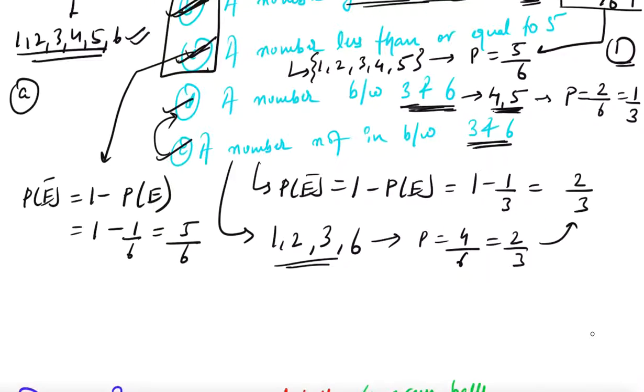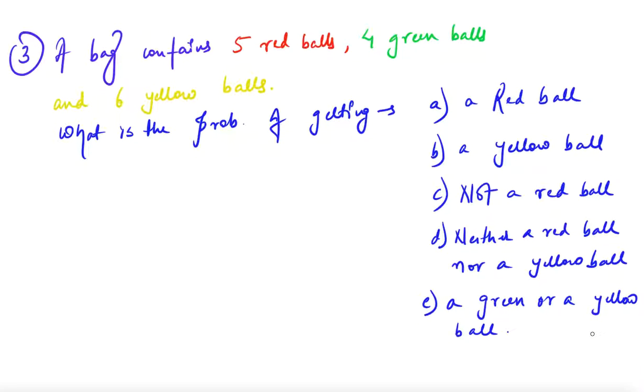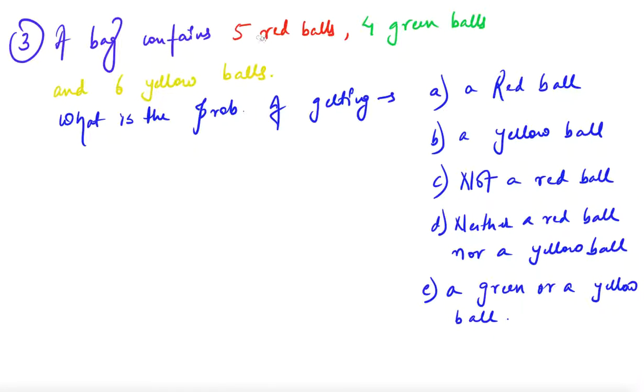Right. Now let's move on to the next question. Right, this is our next question. A bag contains 5 red balls, 4 green balls and 6 yellow balls, right? So the first question is, what is the probability of getting a red ball?